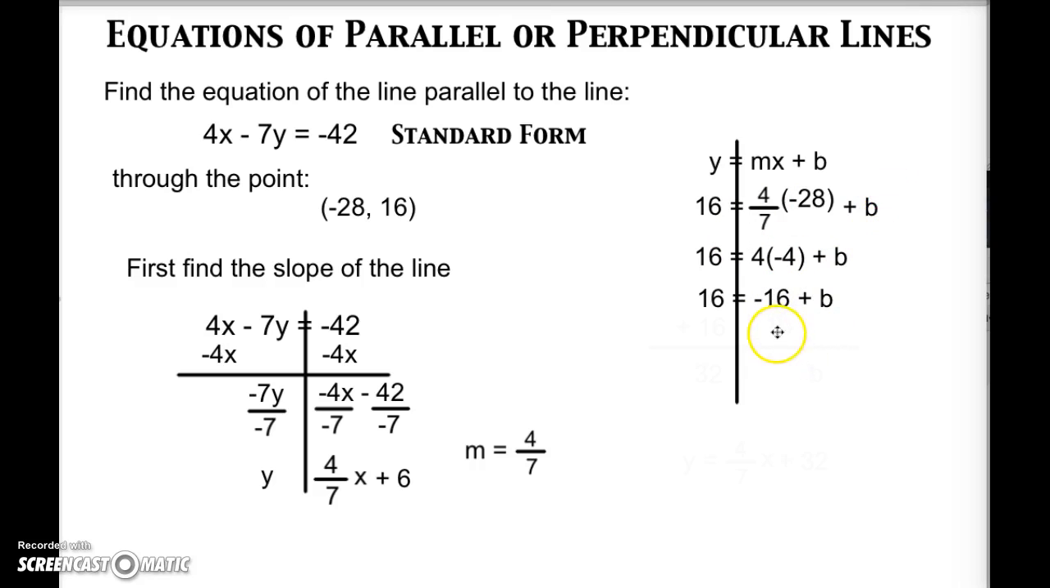And then to solve this for b, I make a zero pair by adding 16 to both sides. And I'm going to get b is equal to 32, like so. Now, to write the equation, I have to use my slope of 4/7 and my b of 32. So the equation for this problem is going to be y is equal to 4/7 x plus 32.